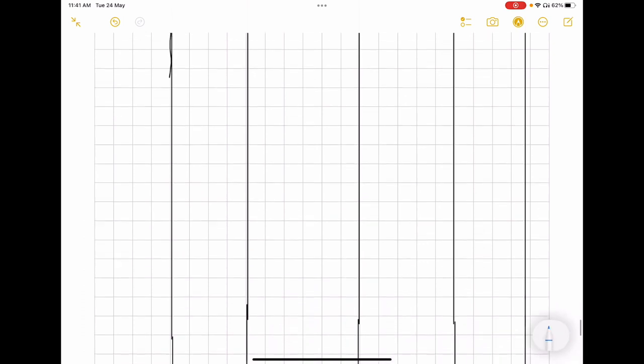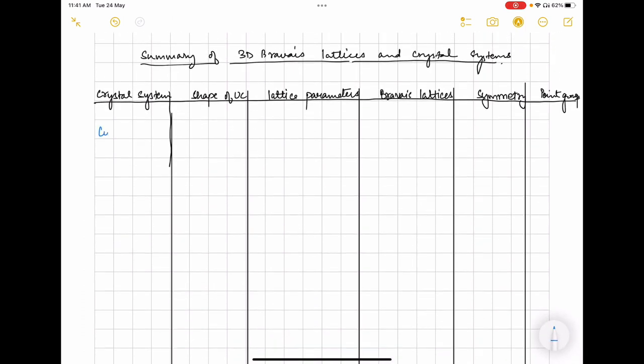Okay. So let us now summarize. First one we saw was cubic, where the shape of the unit cell was a cube having the lattice parameters A equals B equals C and alpha equals beta equals gamma equals 90 degrees. The Bravais lattices that existed were primitive, body centered and face centered with the presence of four threefold rotations. The corresponding point groups in increasing order of symmetry are 23, 4-bar 3m, 2/m 3-bar, 432, and 4/m 3-bar 2/m.